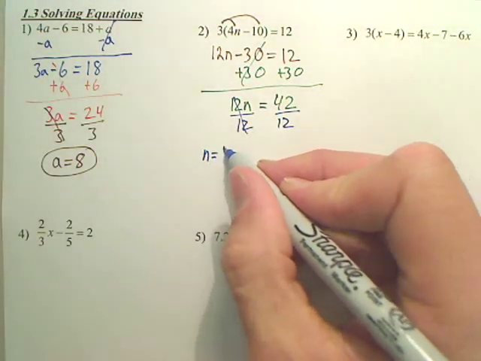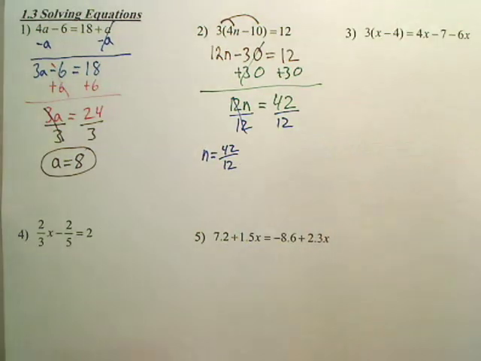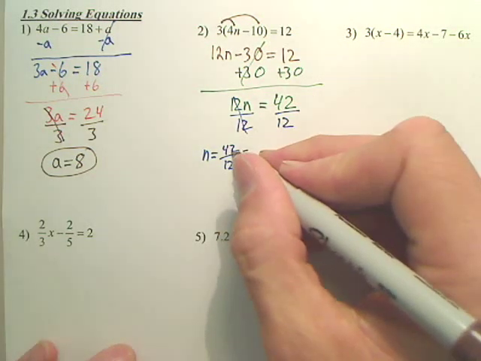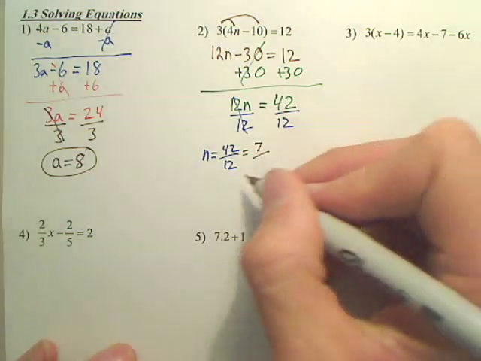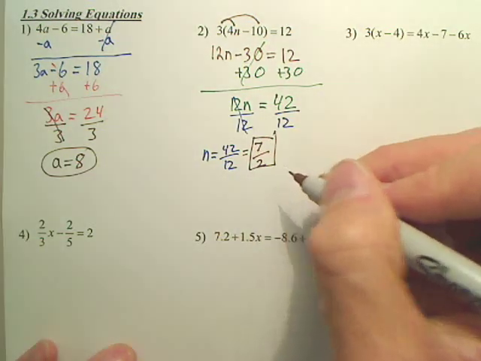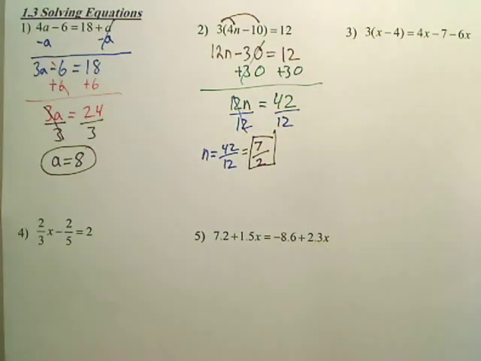Okay, so n is 42 over 12, which I'd like to reduce. So what number goes into 42 and 12? 6. That's the biggest number it looks like. 6 goes into 42. 6 goes into 12. And you cannot reduce 7 over 2. That 3.5 is fine.